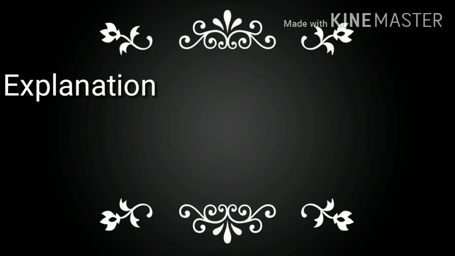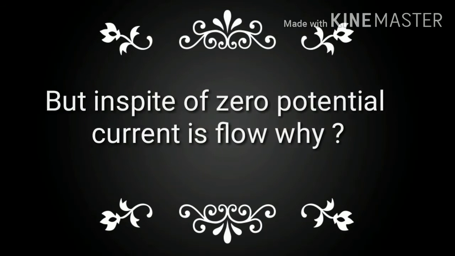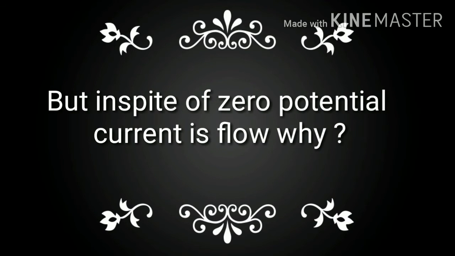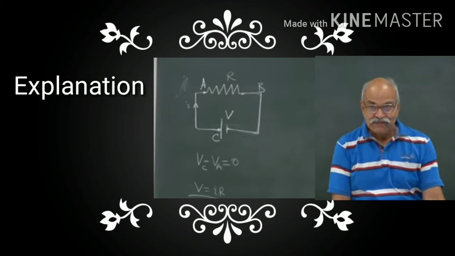So, his question is, but in spite of 0 potential difference, a current flows between the two, why? So, that is the question. So, in Ohm's law we have studied this, that if you have a potential difference, then the current will be there, and that current will be given by this I equal to V by R.